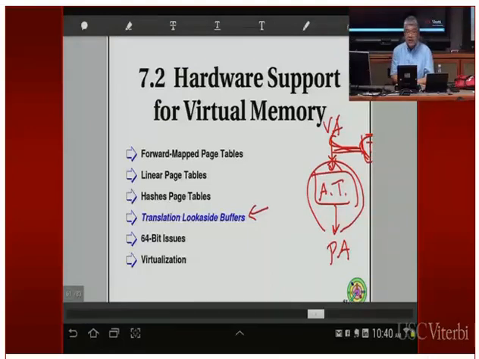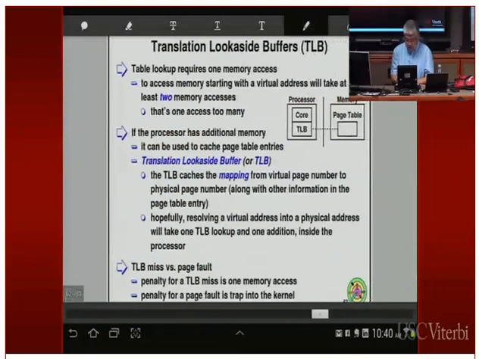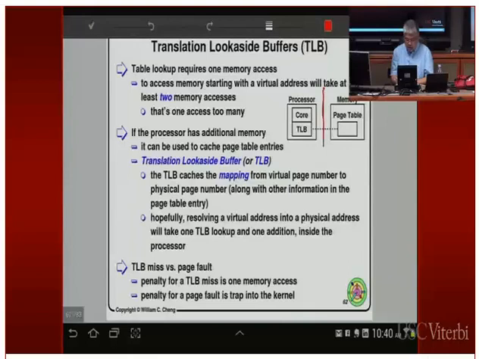So hopefully, this translation look-aside buffer is inside the processor or inside the MMU, so this lookup is going to be very fast. All right, so here is another picture. Here is the memory bus, or the system bus, depending on what is actually on it. Inside the processor, you have the translation look-aside buffer.